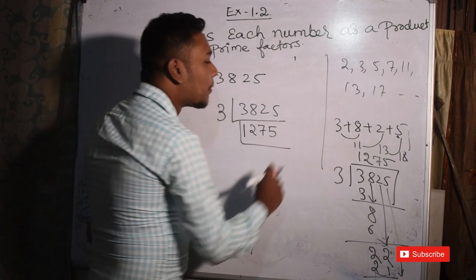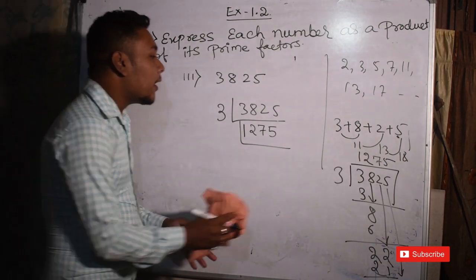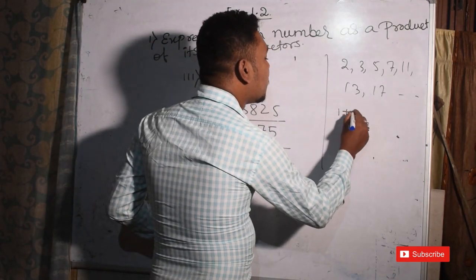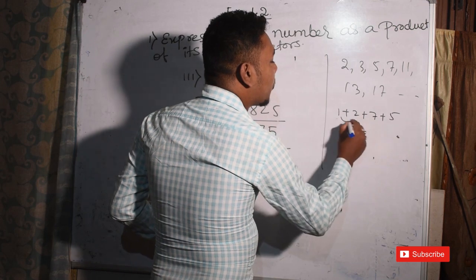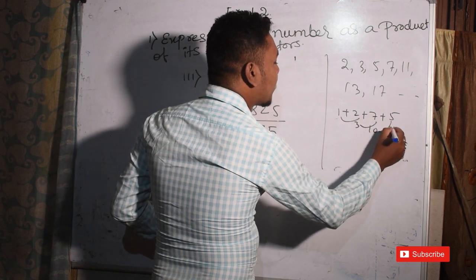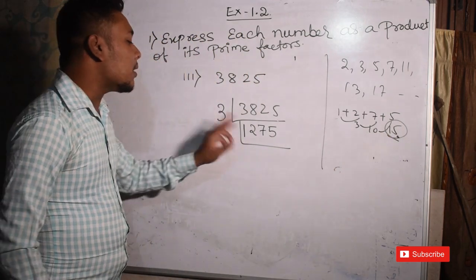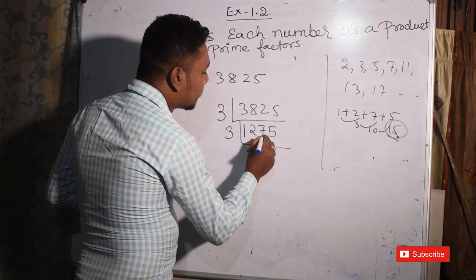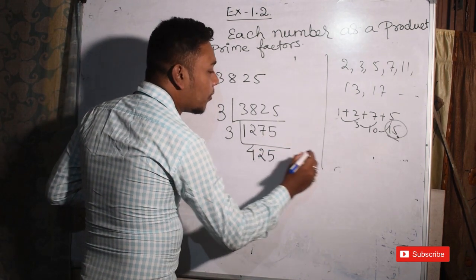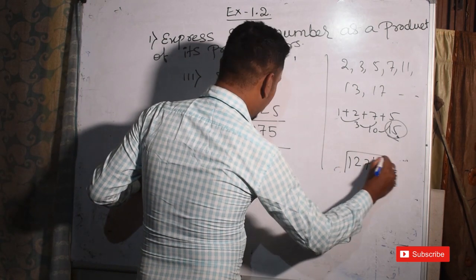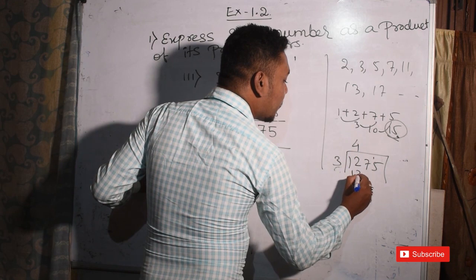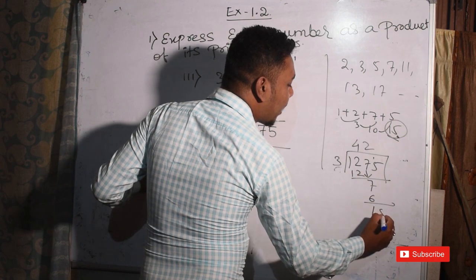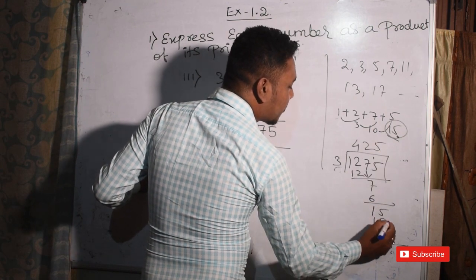Again let us see whether 1275 is divisible by 3 or not. The same process applies. 1 plus 2 plus 7 plus 5: 3, 10, 15. Yes, 15 is divisible by 3, so this number is also divisible by 3. 1275 divided by 3: 4 times 12, 7 comes down, 2 times 6, 15, 5 times 3 is 15.